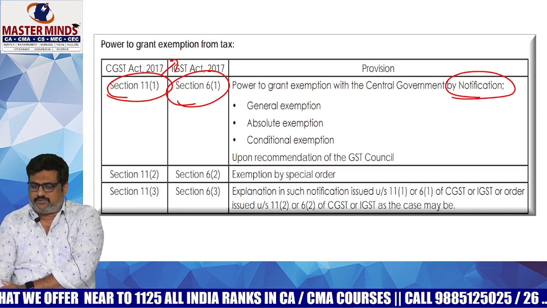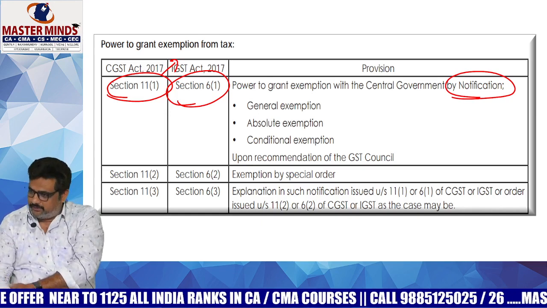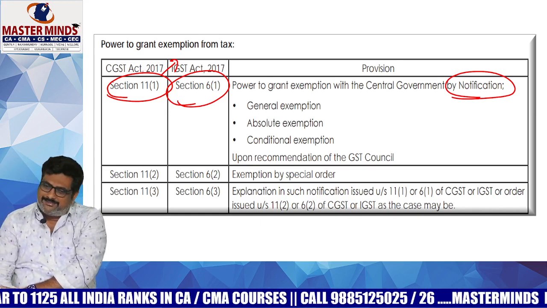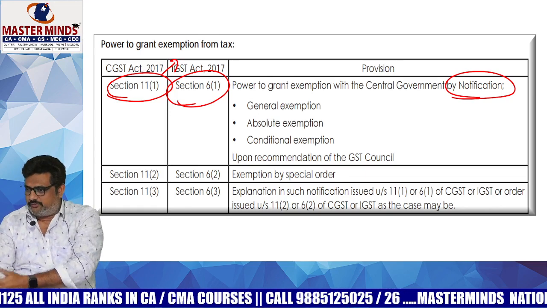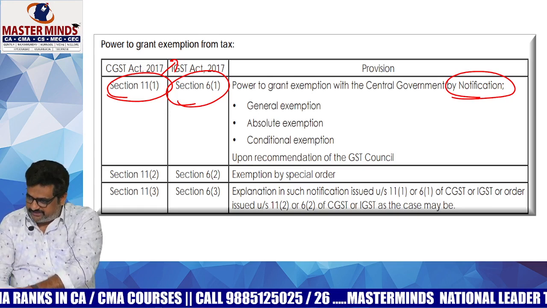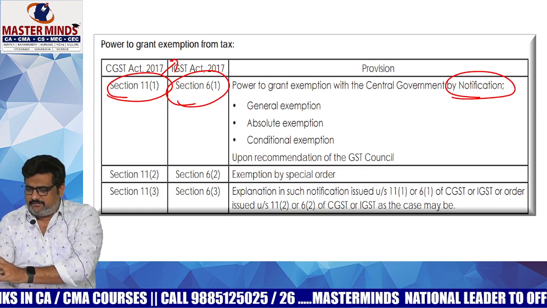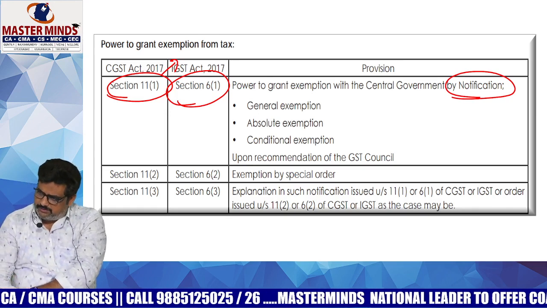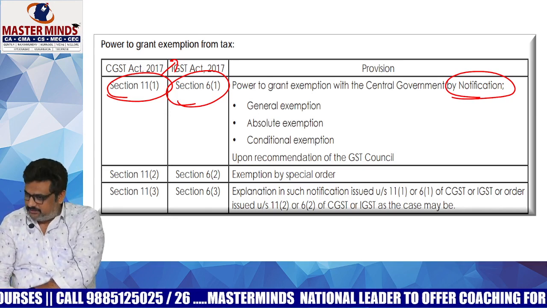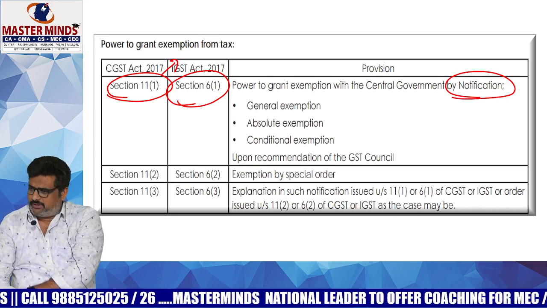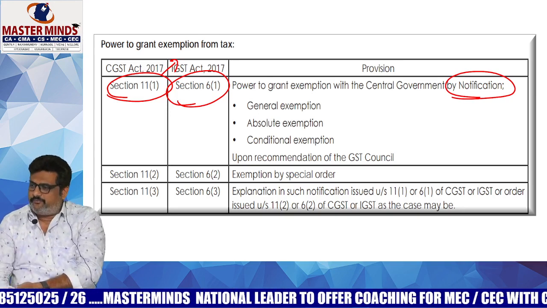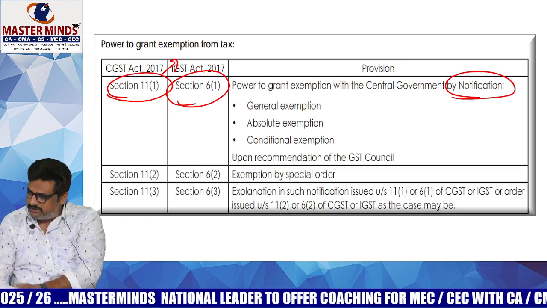Let's say exemption was given to the total software industry, it can be a general exemption. If the exemption is given to either TCS or Infosys, something like that, it is known as exemption by special order or specific one. And the second one, absolute or conditional. What is the difference between these two? Absolute means without any conditions. To get that exemption, you need not satisfy any condition. Those types of exemptions are known as absolute exemptions.